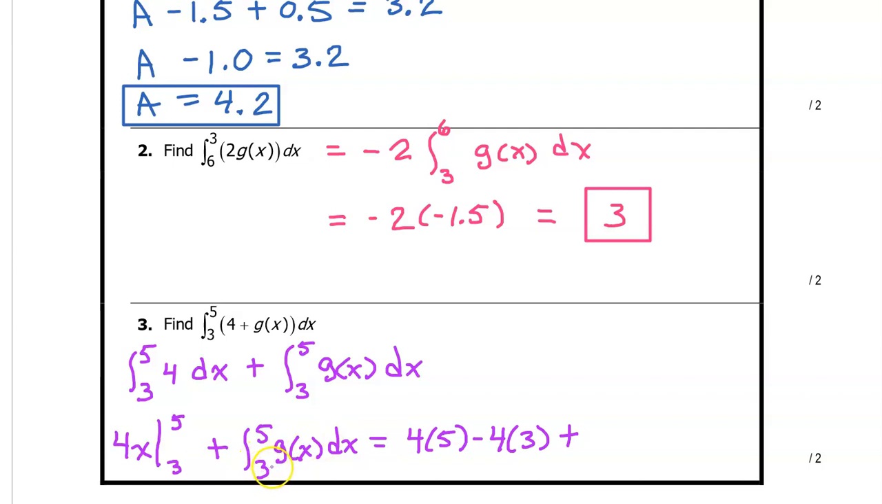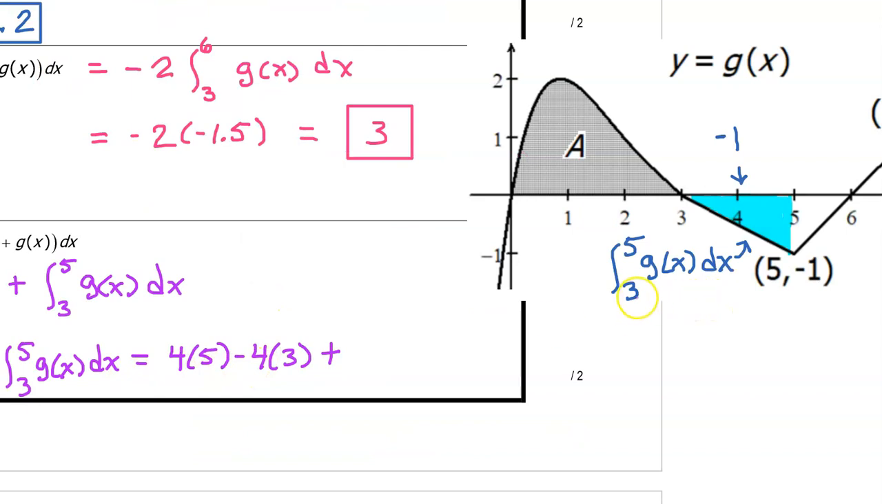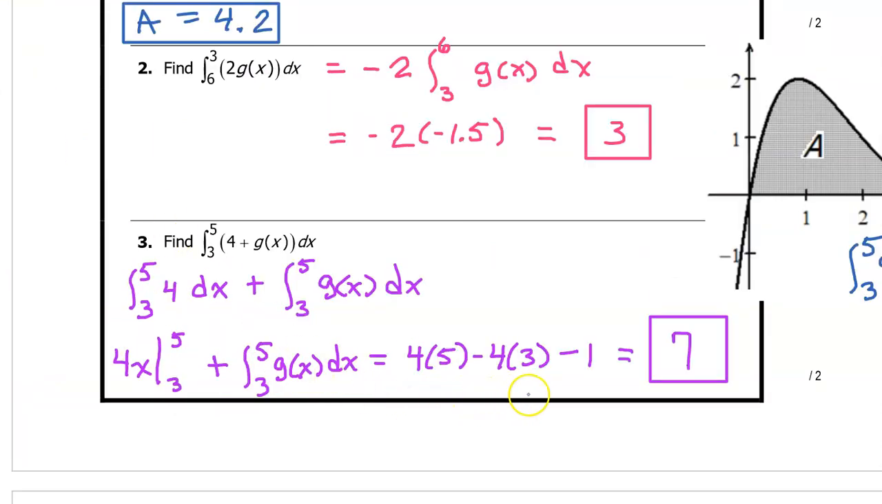But what about the integral from 3 to 5 of g of x? The integral from 3 to 5 of g of x is represented by this blue triangle. Because it is below the x-axis, it will be a negative area. And the geometric area is 1, so therefore the integral will have a value of negative 1. So, in fact, instead of putting plus negative 1, I will just put minus 1. And this is an acceptable answer right here. Or you could just put 7. So that's the answer to number 3.